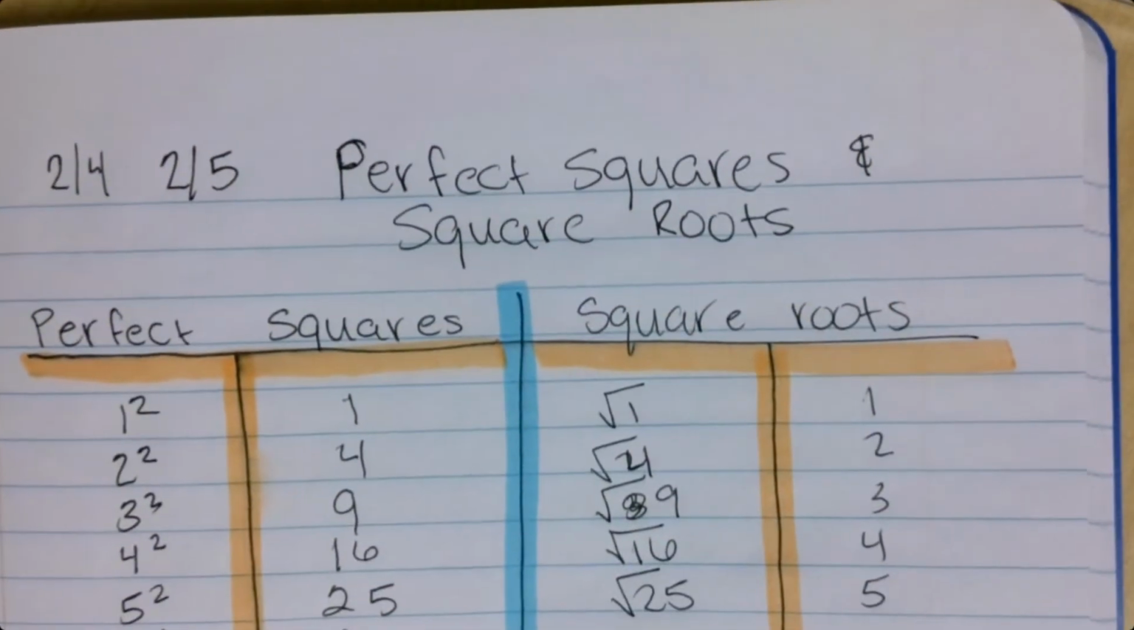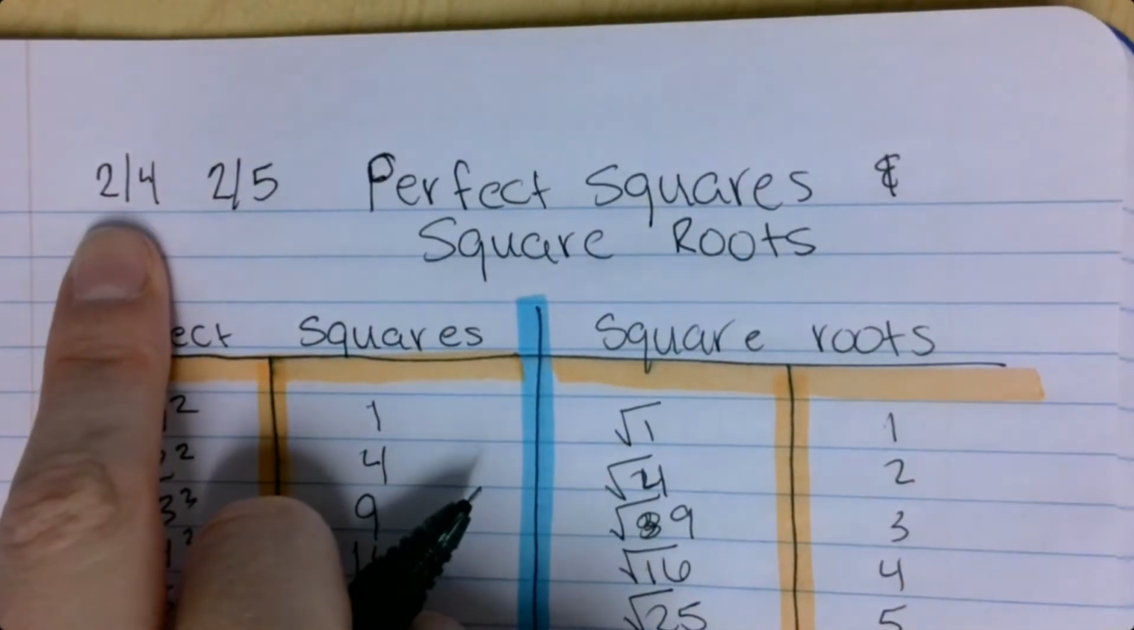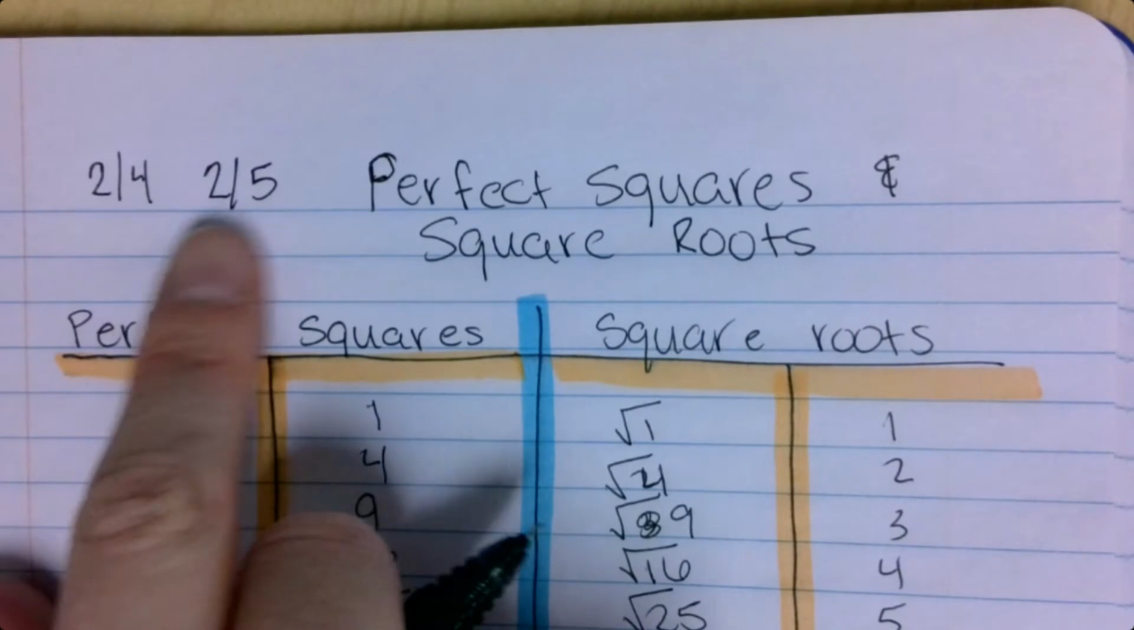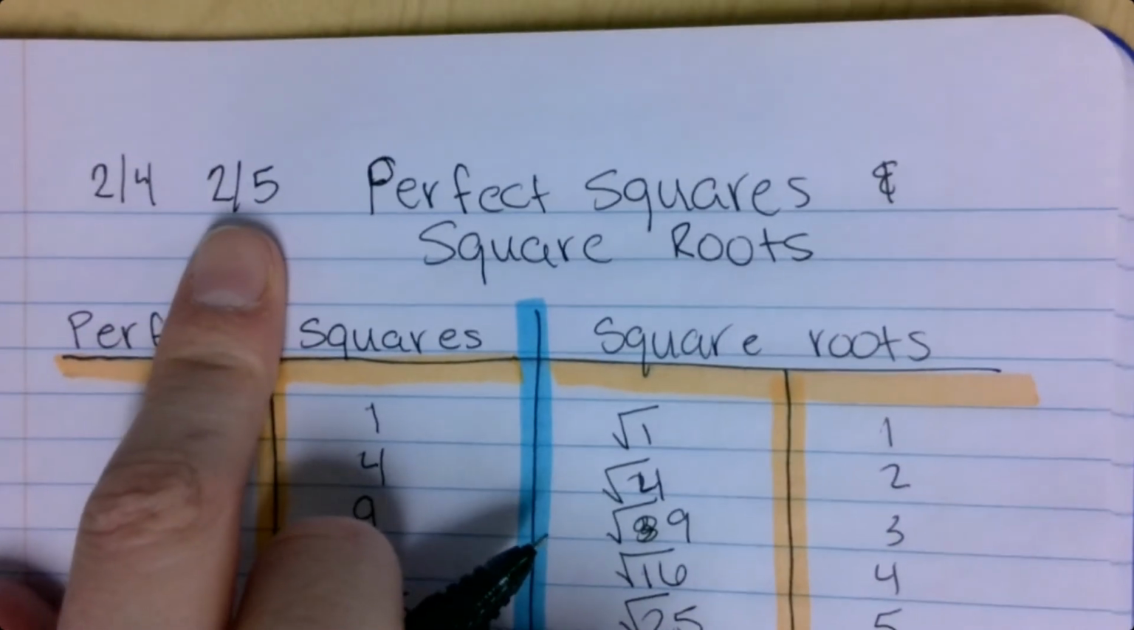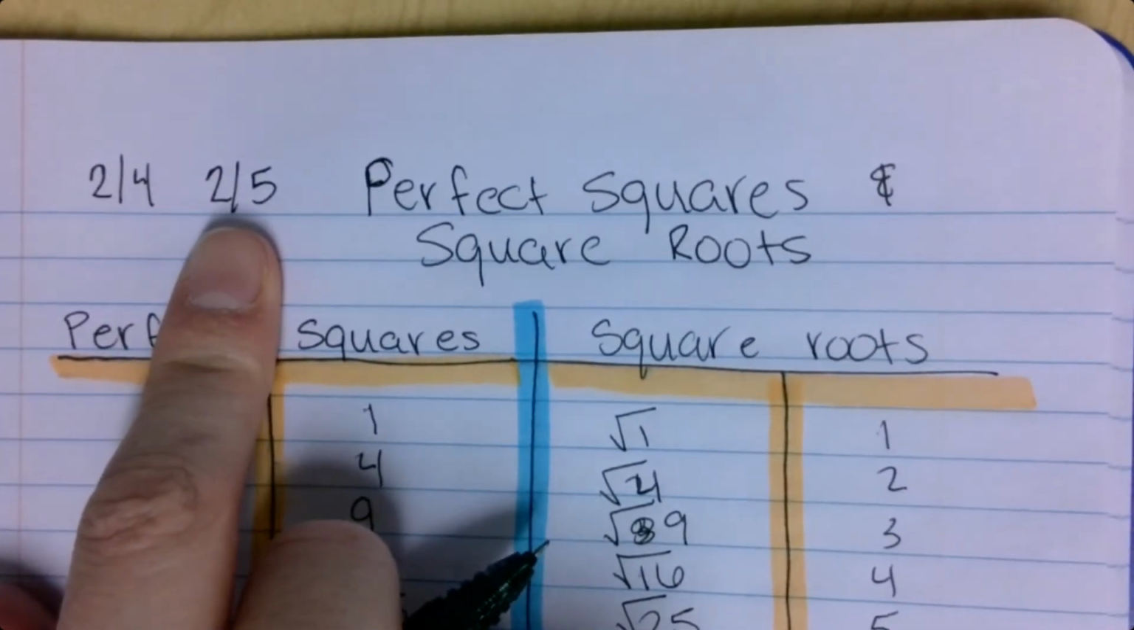So if you are in periods 1 or 4, it should be 2, 4 in your notebook. If we are in periods 5, 7, or 8, we should have 2, 5.